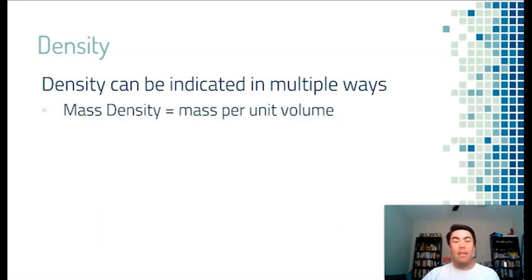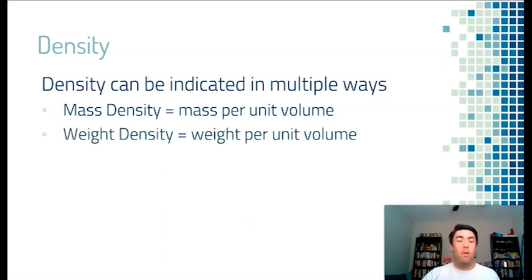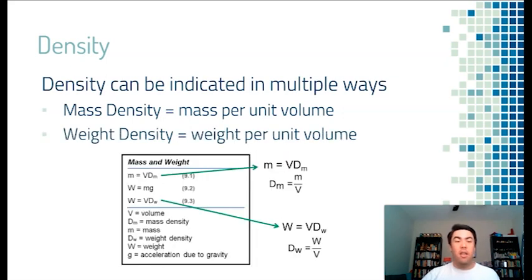We can talk about mass density, which is mass per unit volume, or weight density, which is weight per unit volume. On the equation sheet, there are both equations, where mass equals volume times mass density and weight equals volume times weight density. The context of the situation will determine whether the density is expressed in terms of mass or weight. We're not going to worry too much about differentiating among the two at this point. However, it's important to be able to distinguish between the two terms of mass and weight and know the difference.